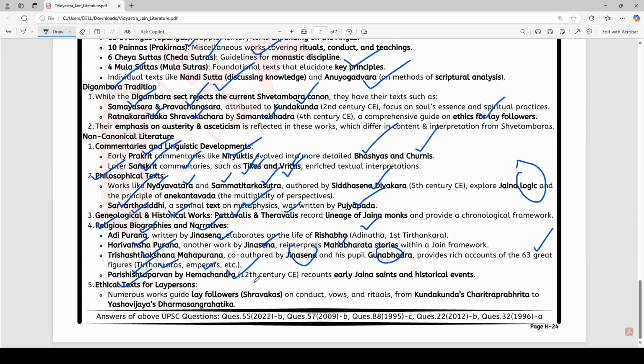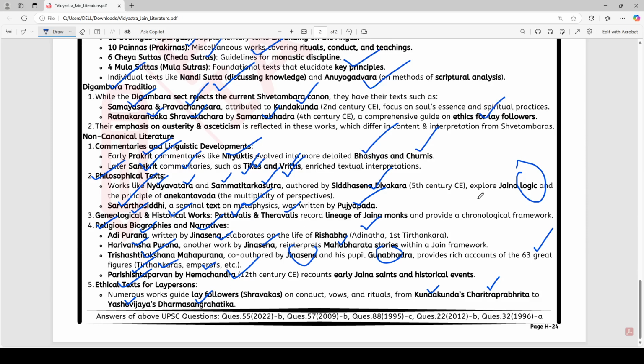Now then last we have ethical texts for lay persons. Now these were written by Kundakunda and Yashovijaya. One is Charitra Prabhrita and Dharma Sangrahitaka. Charitra Prabhrita means, Charitra means character. Now what they have done is, they have compiled the noble persons or noble works of various people related to Jainism, and they have put it in here. And Dharma Sangrahitaka is another type. This means Dharma, the right way to do something. So that has been compiled in this.